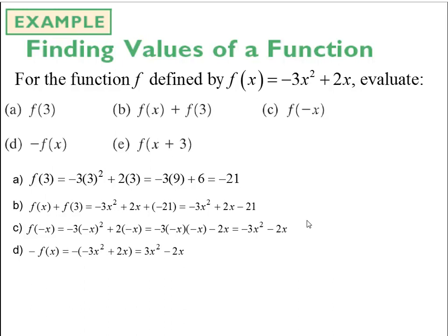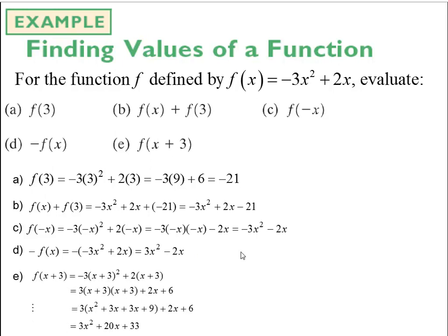Now letter D says find the opposite of f of x. I want you to notice here that the previous one was replacing the inside, x, with negative x. This is taking the opposite of the whole equation. So I'm going to take the opposite of the entire f of x. In essence, I'm going to distribute the negative here and it becomes positive, and then distribute the negative here and it becomes negative. So there's my simplified version for letter D.